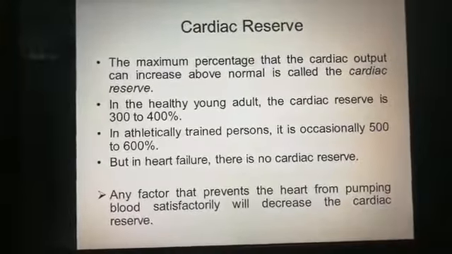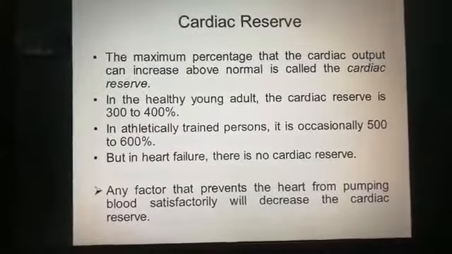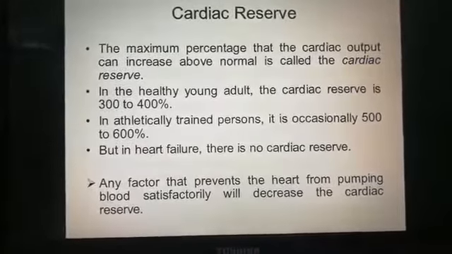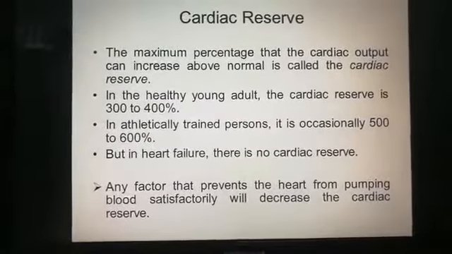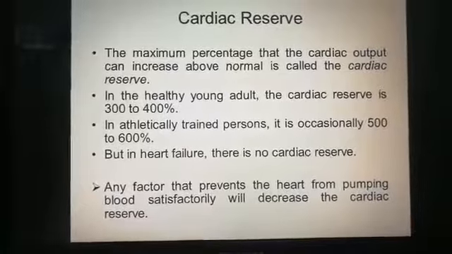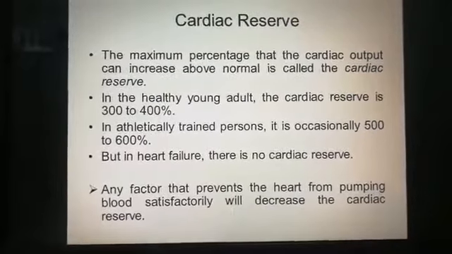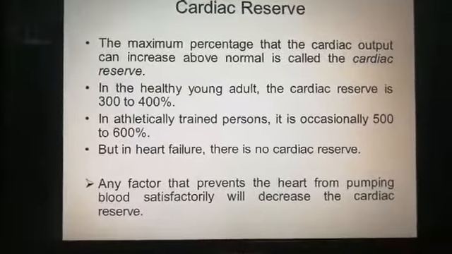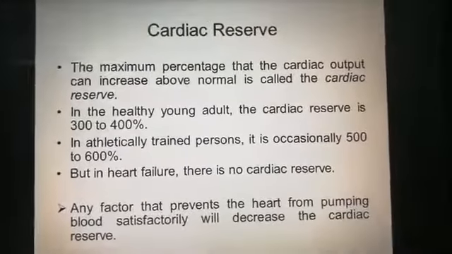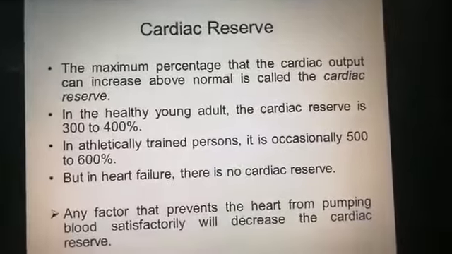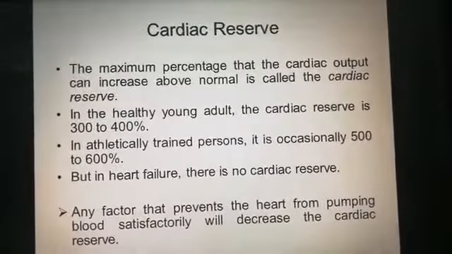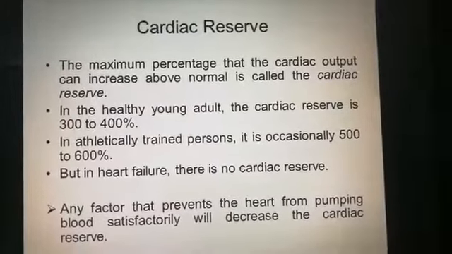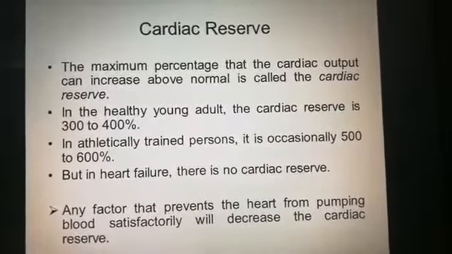And now is the cardiac reserve. The maximum percentage that the cardiac output can increase above normal is called cardiac reserve. I have told you in the previous slides what cardiac reserve is, and in congestive heart failure it is reduced. So it is the maximum percentage that the cardiac output can increase above normal. Normal cardiac output is 5 to 6 liters, and above normal is the cardiac reserve.